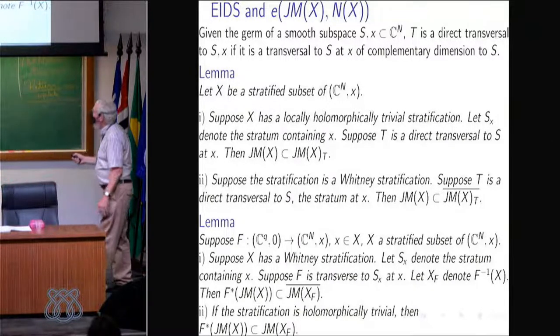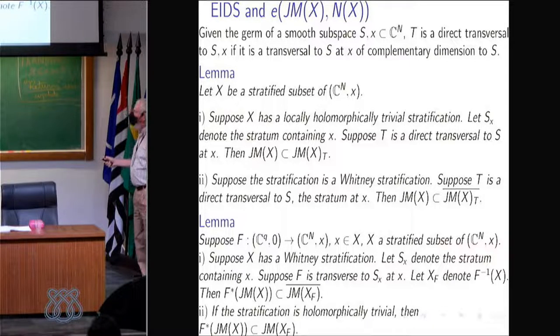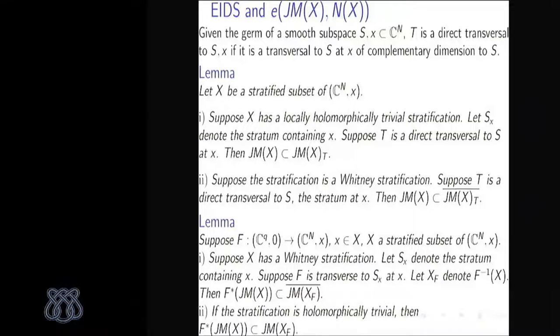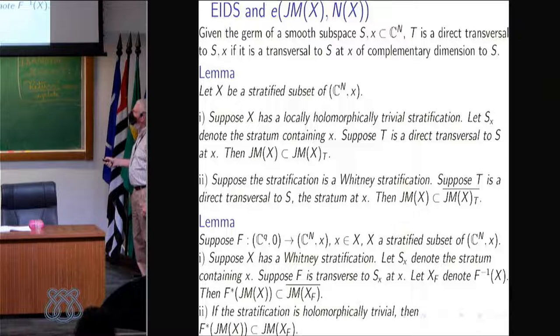Now suppose we have a map. Suppose X has a Whitney stratification. Suppose F is transverse to S of X. Here I changed my notation a little bit. X of F denotes F inverse of X. Then the pullback of JM of X is contained in the integral closure of JM of XF. And if the stratification is holomorphically trivial, then the pullback F star JM of X is contained in JM of XF.